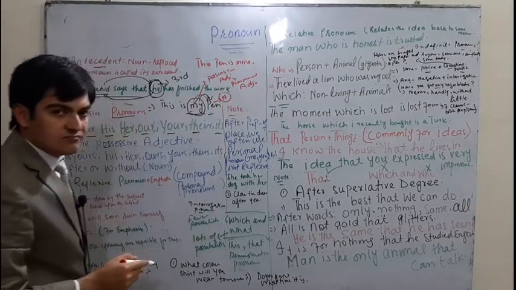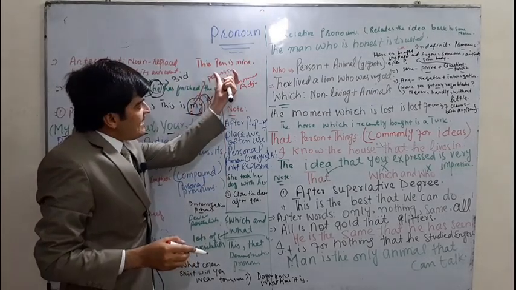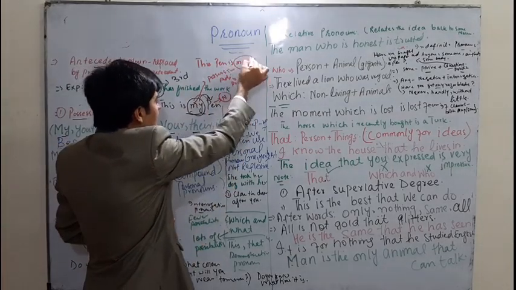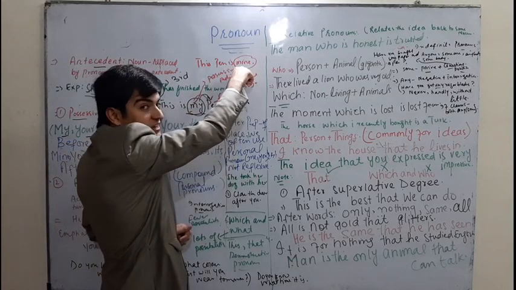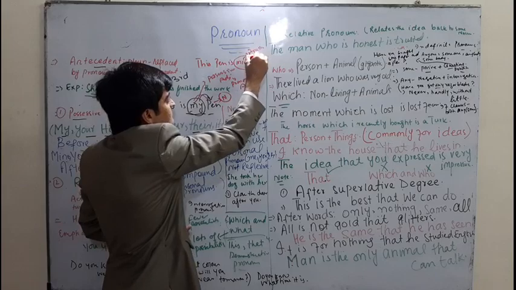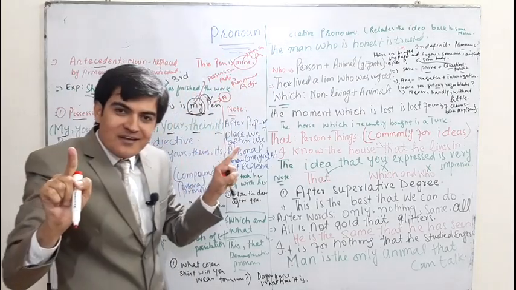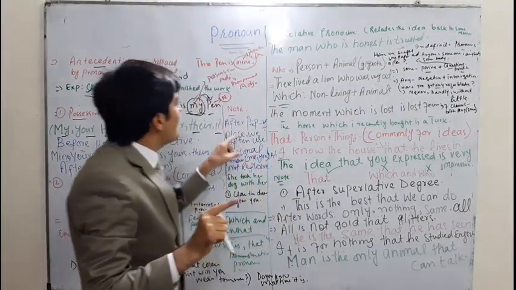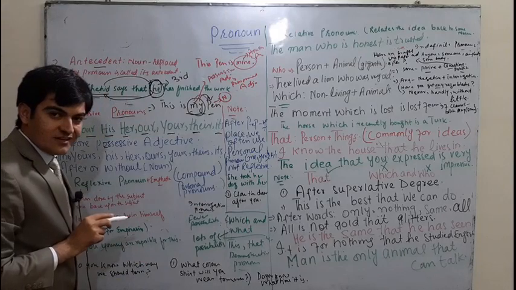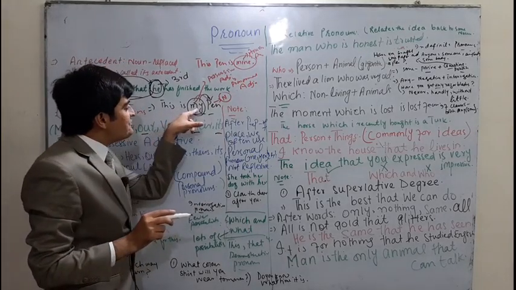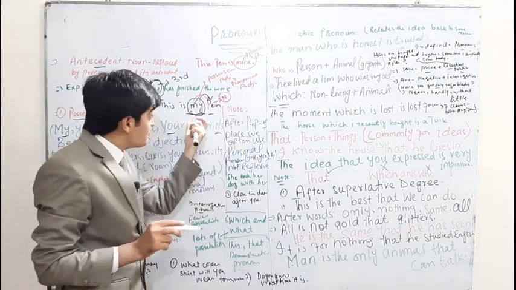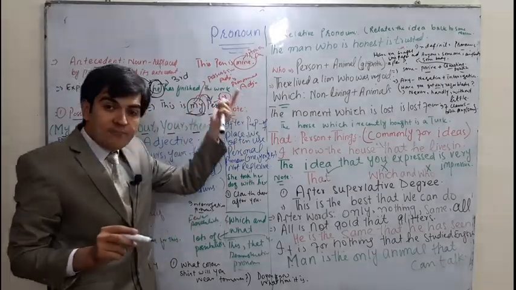This pen is mine. If you find a sentence in this way, the same my has been used in this context, but this is a possessive pronoun, because it doesn't modify any noun. For example, you can say, this is your book. Now, your, again, is it a possessive pronoun or possessive adjective or pronominal adjective?